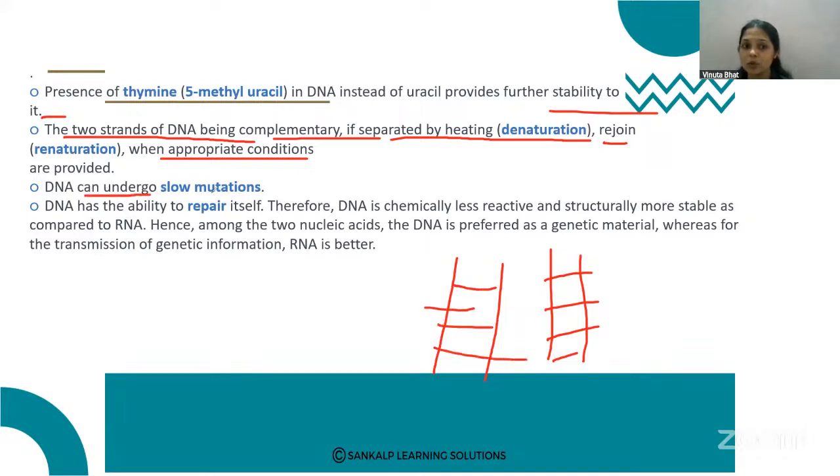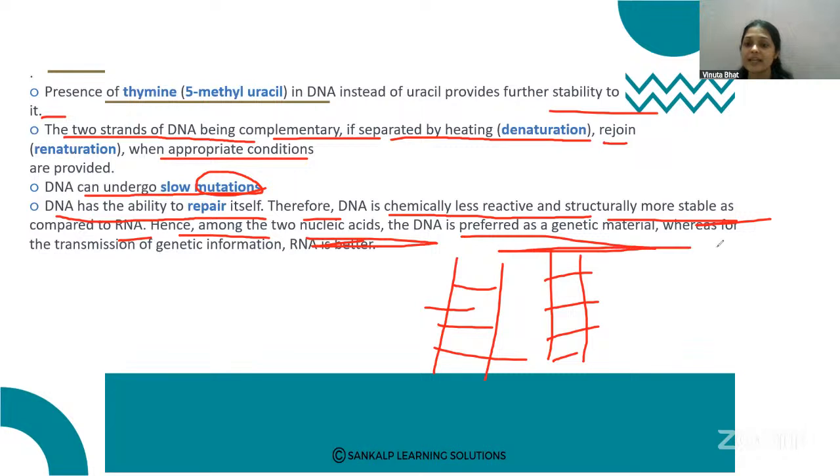DNA can undergo slow mutation. RNA mutates fast, and that is why it is present in viruses. Viruses show more mutation because their genetic material is RNA. DNA has the ability to repair itself. Therefore, DNA is chemically less reactive and structurally more stable compared to RNA. Hence, among the two nucleic acids, DNA is preferred as the genetic material.